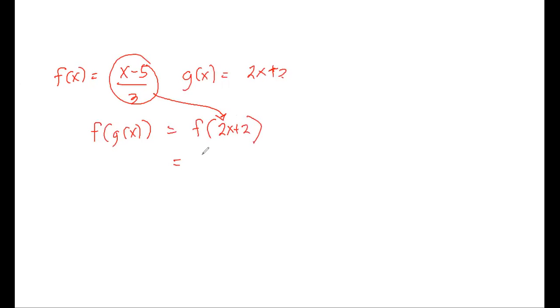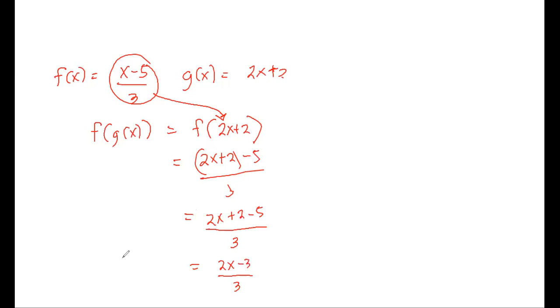So let's have the function of f of x. What's our x again? (2x plus 2 minus 5) all over 3. So we now have (2x plus 2 minus 5) over 3. Our final answer is (2x minus 3) all over 3. This is f composition of g of x.